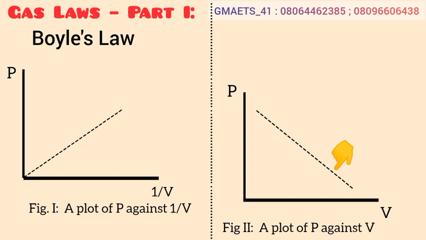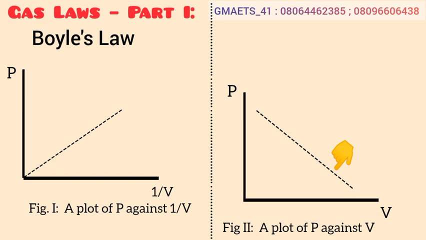Then in the second graph, you notice that pressure is plotted against volume directly. Now in this plot, we did not consider the inverse relationship between pressure and volume anymore. We go directly, pressure is plotted against volume. Now in the experiment under Boyle's law, if the value of pressure is increasing, the value of volume will be decreasing.